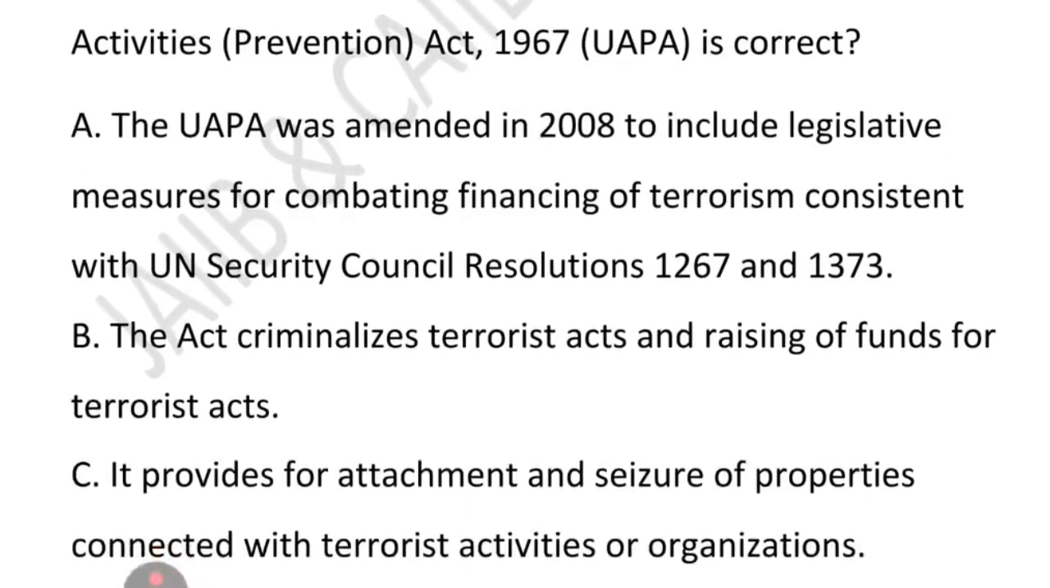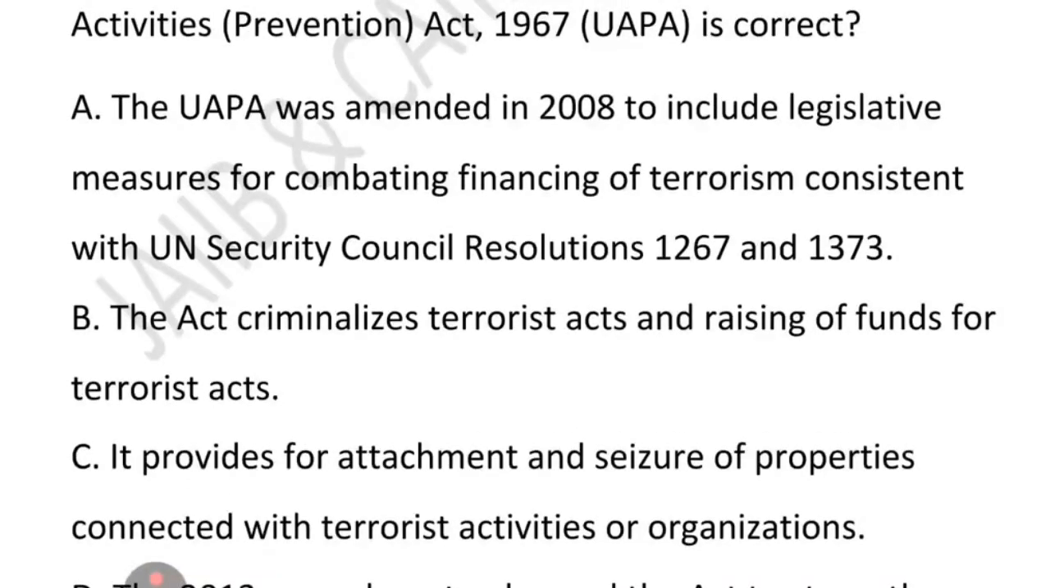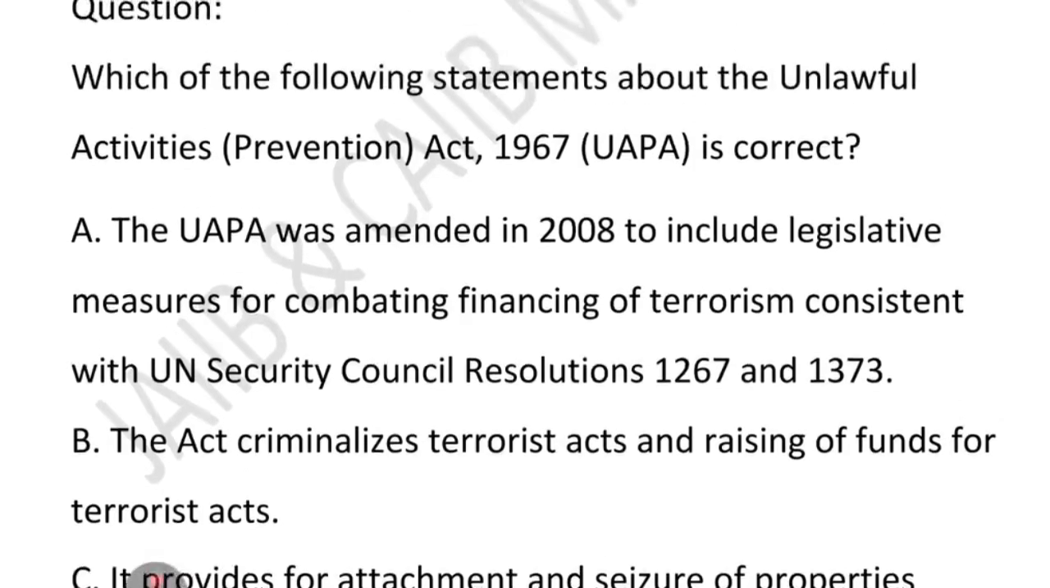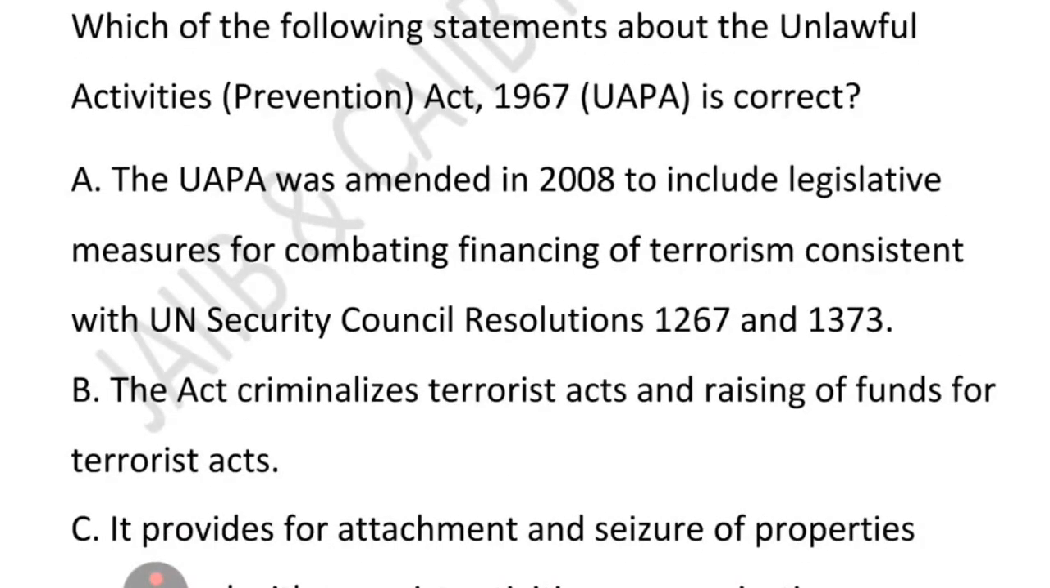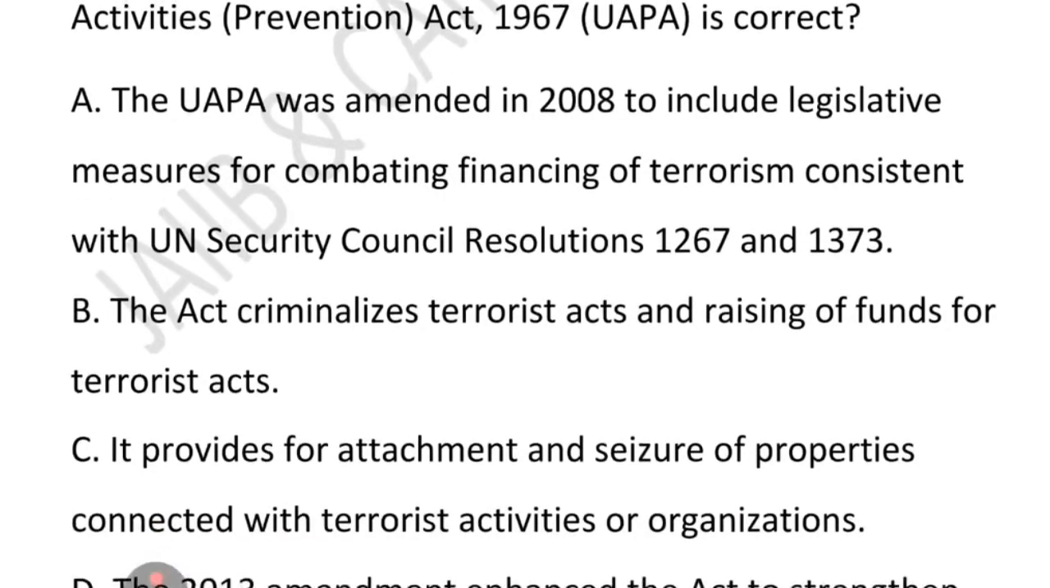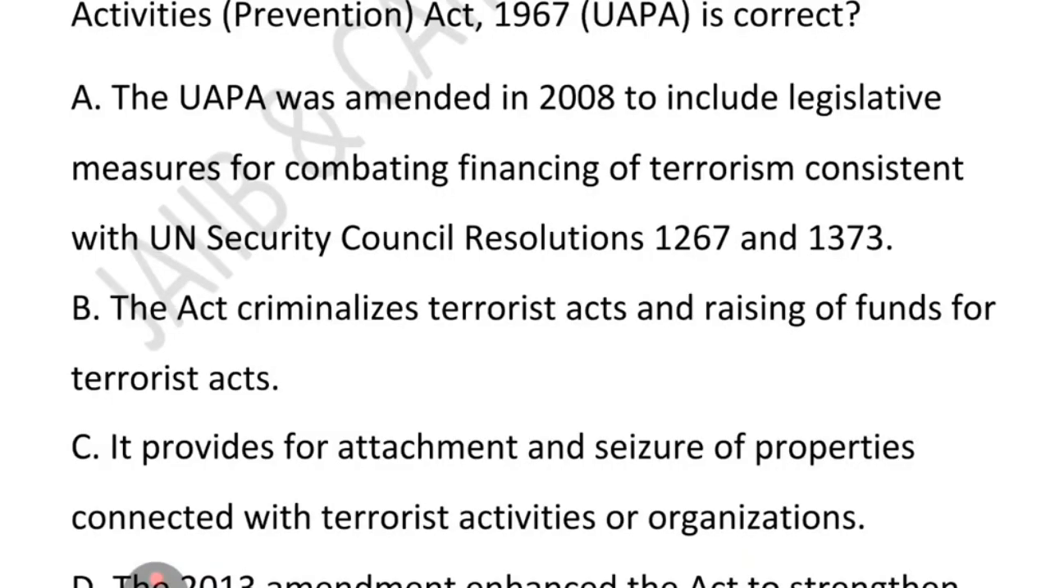So let's see option A. The UAPA was amended in 2008 to include legislative measures for combating financing of terrorism. What does this mean? It says that in 2008, India updated the UAPA to stop terror funding as per the UN rules. What is UAPA? Unlawful Activities Prevention Act. Yes, India amended it, right? For example, if a group funds terror activity, the law can punish them.